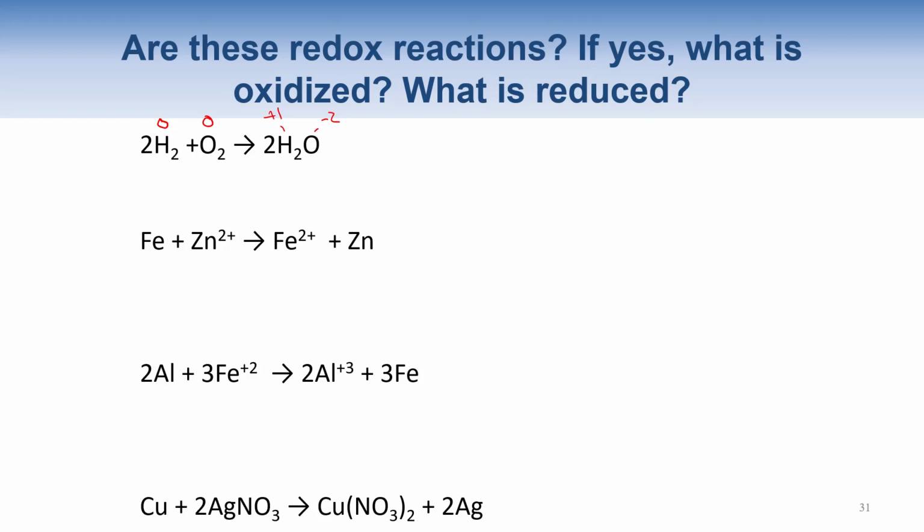Next one. According to the rules, elemental is assigned 0. Monoatomic ions are given its charge. We're going to put +2 because it's an oxidation number. So iron +2. So when we go from this side to this side, iron went up to +2. Iron was oxidized. Zinc went from +2 down to 0. Zinc was reduced.